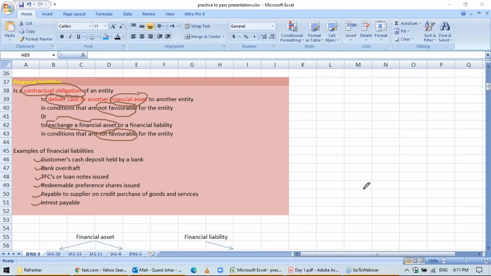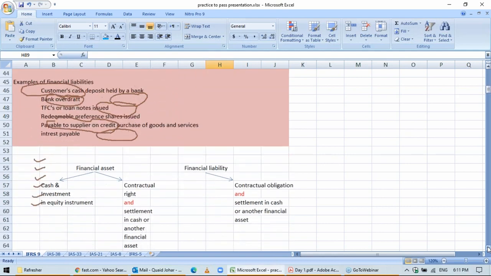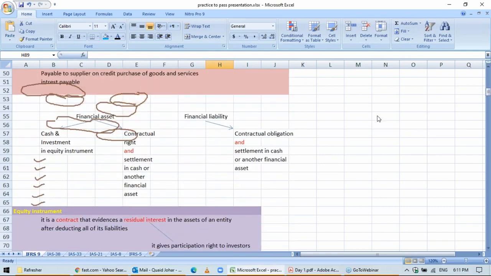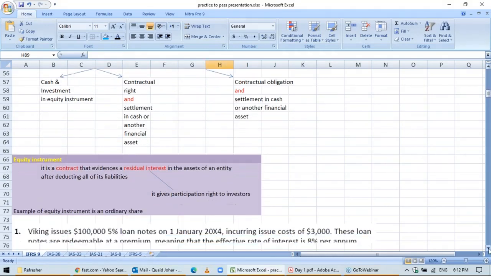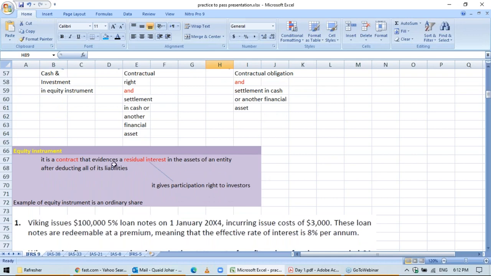So students, this was a briefing on what are financial instruments, what are financial assets and financial liabilities, and one more financial instrument is equity instruments. Let's look at the definition of equity instruments as well. So next, in the purple block, you will see the definition of equity instrument.